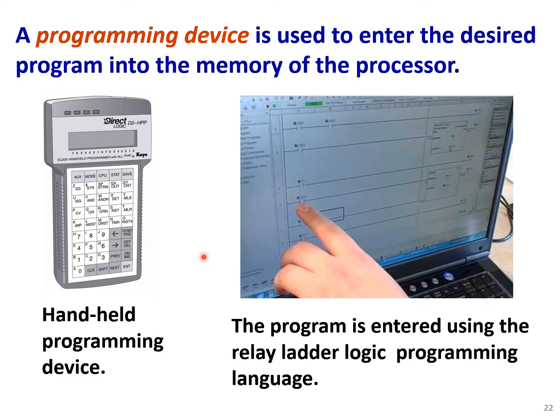A programming device is used to enter the desired program into the memory of the processor. Here we will discuss two types of programming devices. The first one is the handheld programming device. This is a portable programming device. Of course, we don't have the flexibility we could have on a PC or a laptop because you see that the screen is small and the keyboard is not that comfortable.